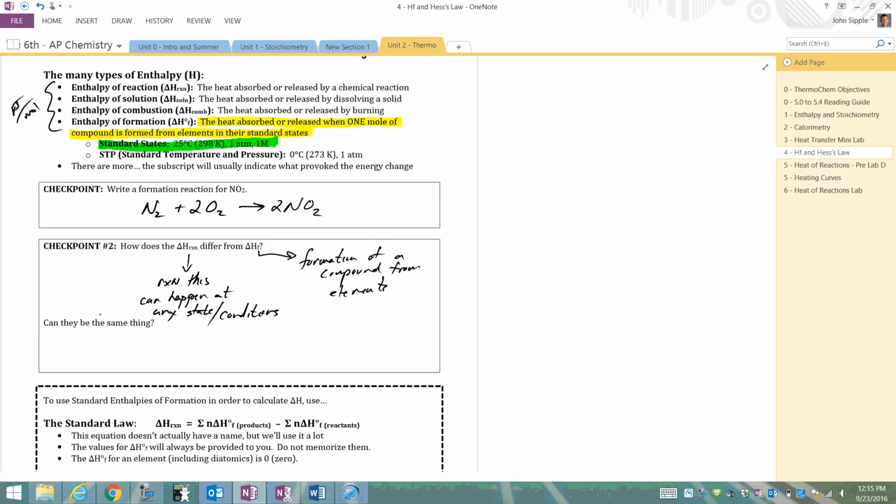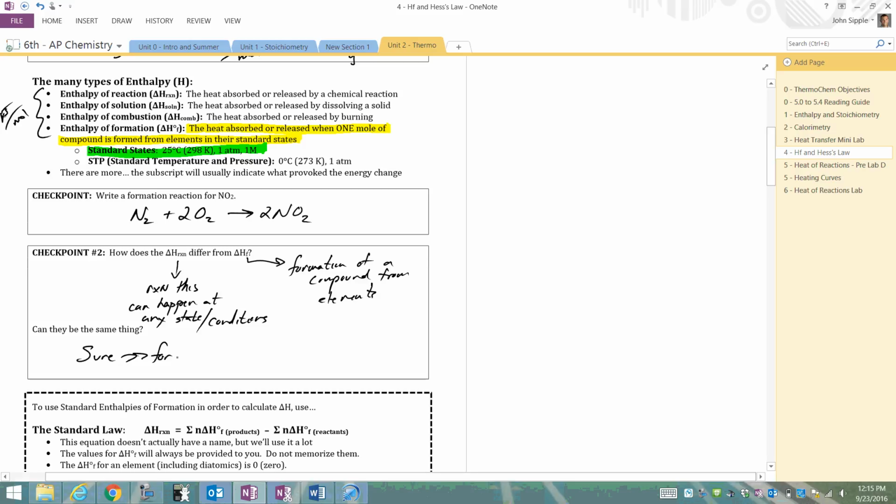So sure, they could be the same. If we talk about a formation reaction, right? Or what's our more classic name for that reaction, when we have multiple things that come together to combine to make one thing? We call those synthesis reactions, right? So synthesis reactions, something like that. Okay. So it could be the same thing, and they better be at standard conditions, right?